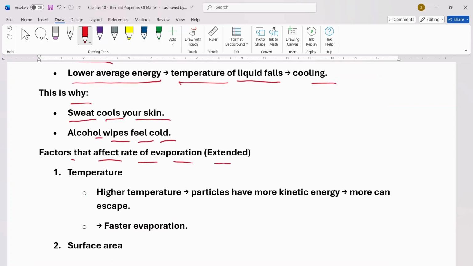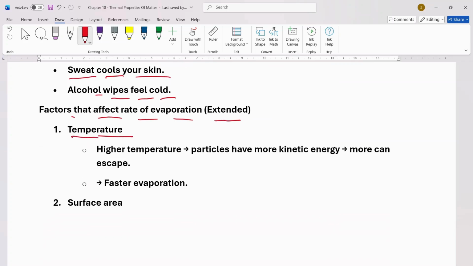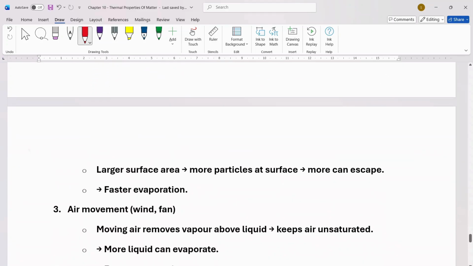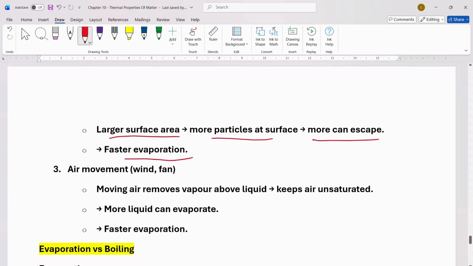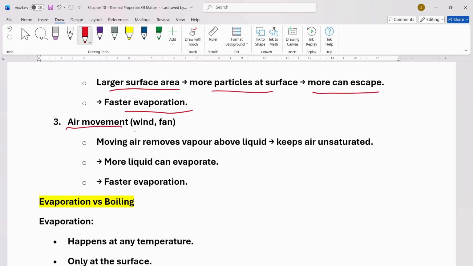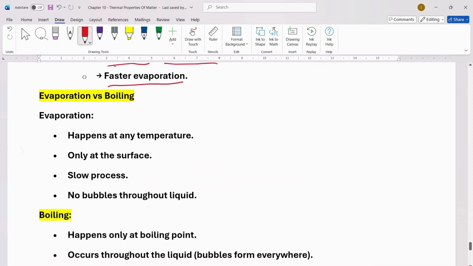Factors that affect the rate of evaporation. Number 1, temperature. Higher temperature means particles have more kinetic energy, more can escape, and there will be faster evaporation. Surface area: larger surface area means more particles at the surface, more can escape, and faster evaporation. Then air movement, like wind or a fan: moving air removes vapor above the liquid, keeps the air unsaturated, more liquid can evaporate, and there will be faster evaporation.